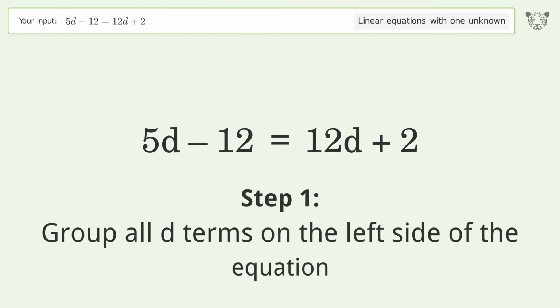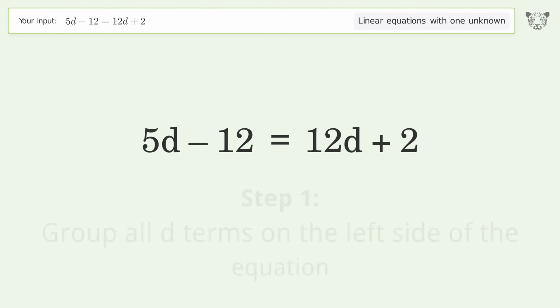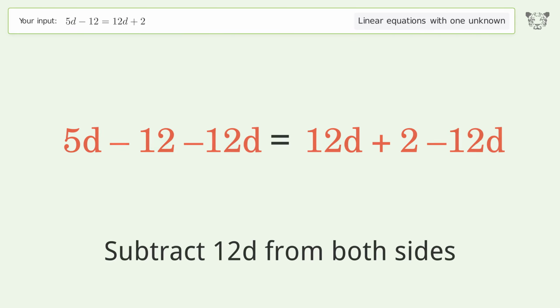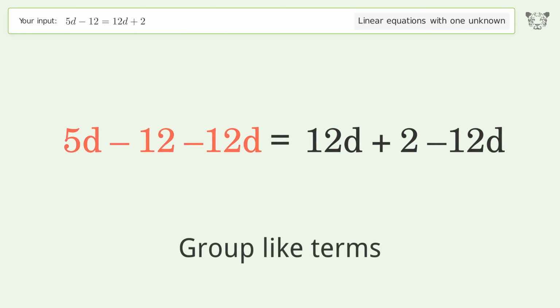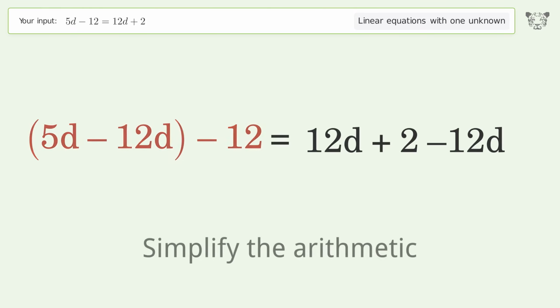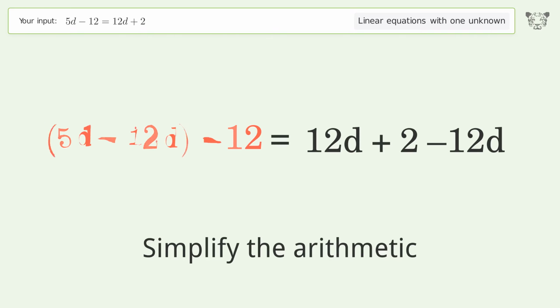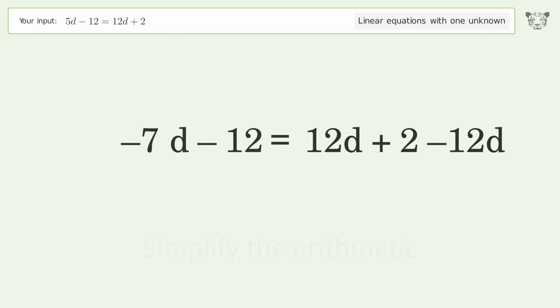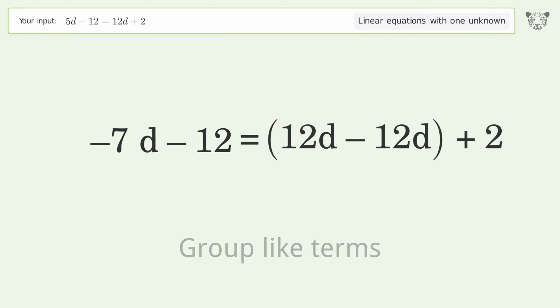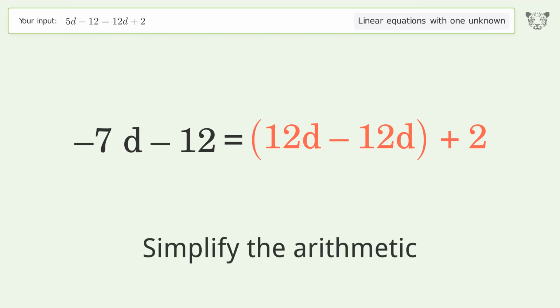Group all d terms on the left side of the equation. Subtract 12d from both sides. Group like terms. Simplify the arithmetic. Group like terms. Simplify the arithmetic.